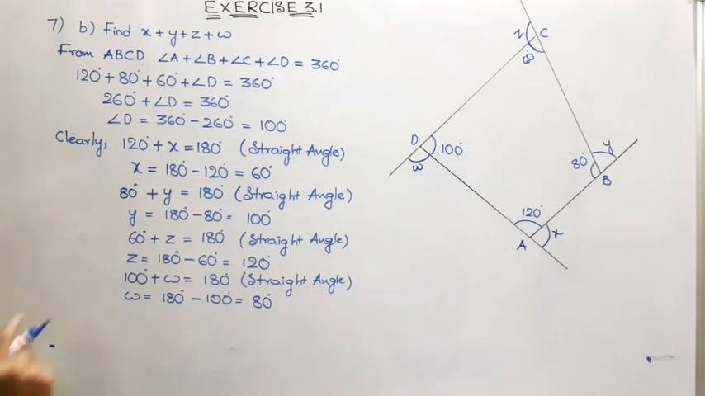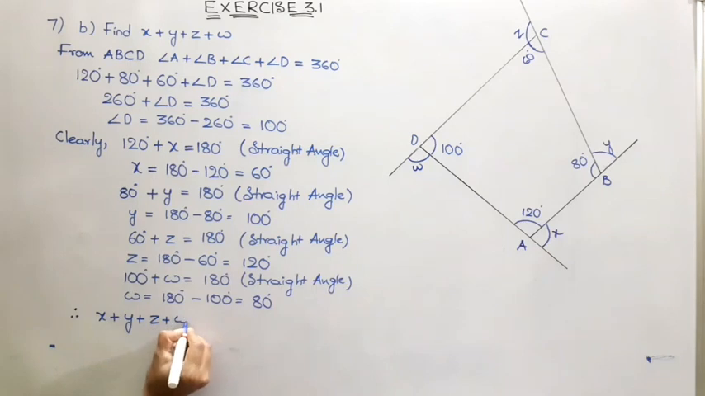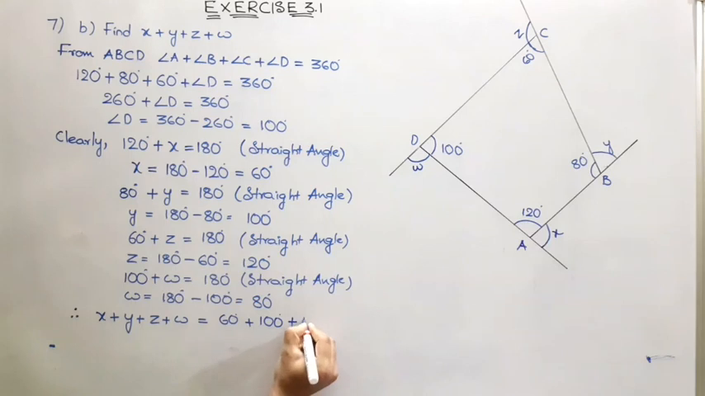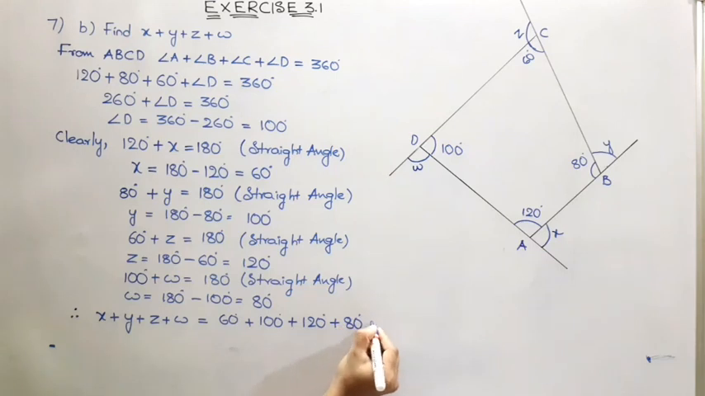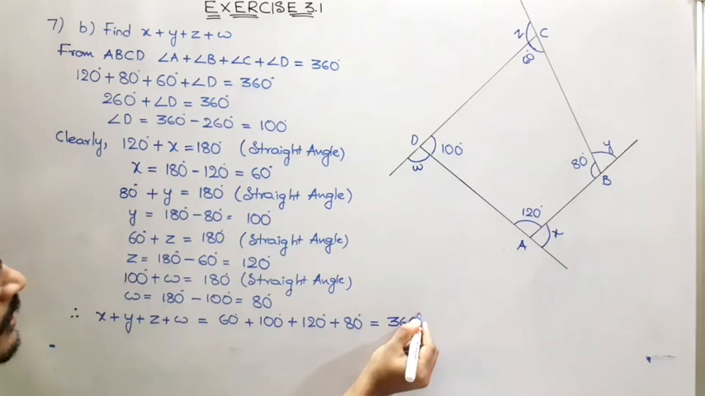Now we have the values of x, y, z and w. Therefore, x plus y plus z plus w is equal to 60 degrees plus 100 degrees plus 120 degrees plus 80 degrees. Here we have 120 plus 80 is 200, 200 plus 100 is 300, 300 plus 60 is 360 degrees.